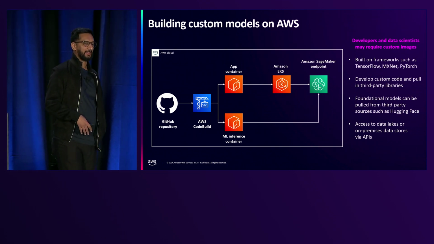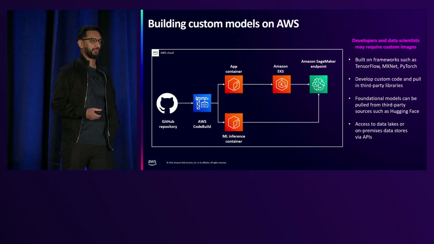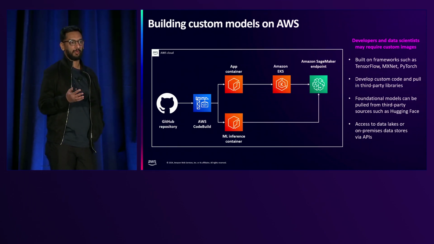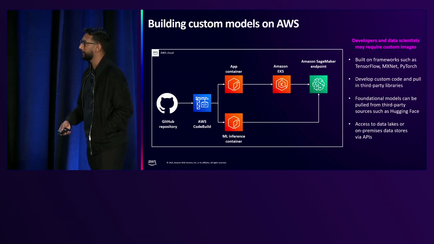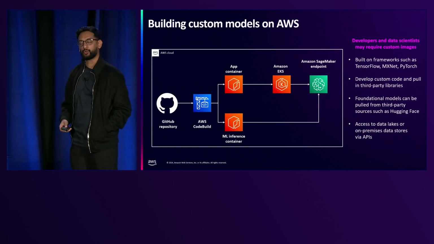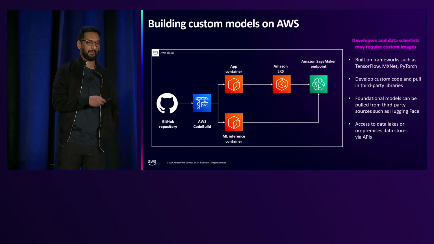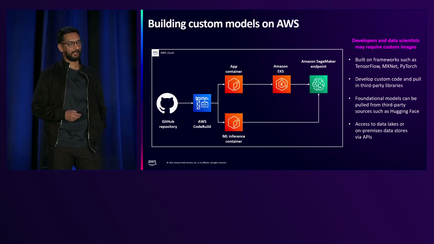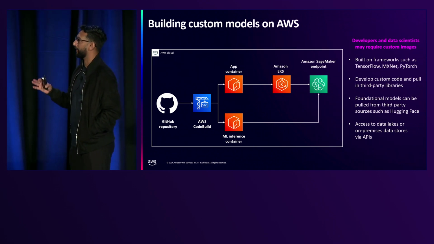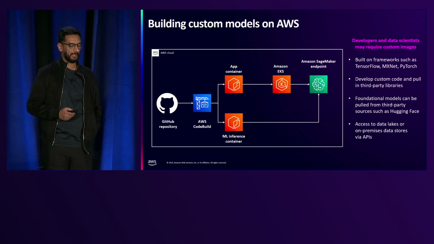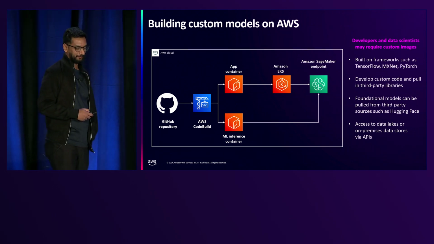The typical way custom models are built is you push it into a Git repo, we monitor it, and as soon as there's a change, CodeBuild goes into action, pushes the 2 specific containers for the application itself and the inference container into ECR. And of course, you can then run it on EKS and expose it via SageMaker endpoints.